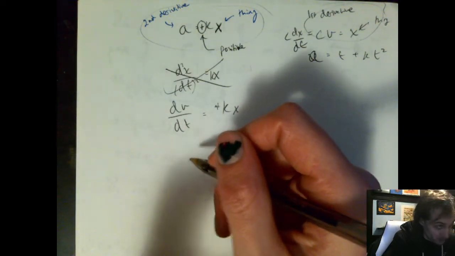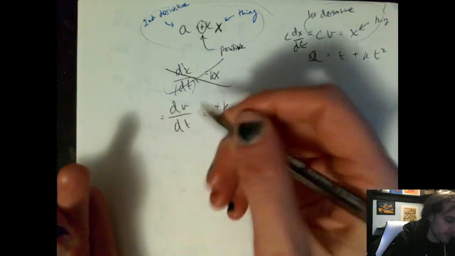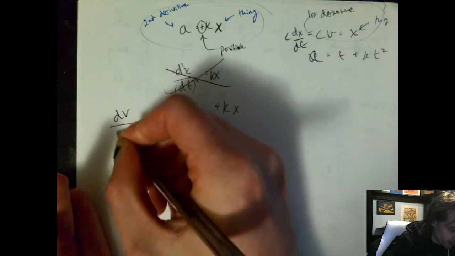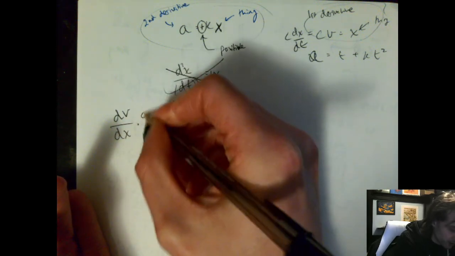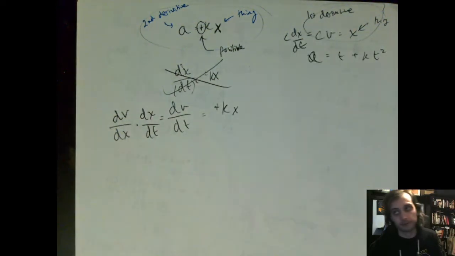Using the chain rule, the derivative of velocity with respect to time is the same thing as the derivative of velocity with respect to position times the derivative of position with respect to time.